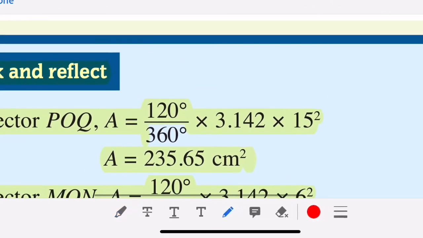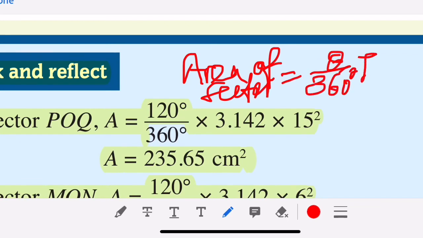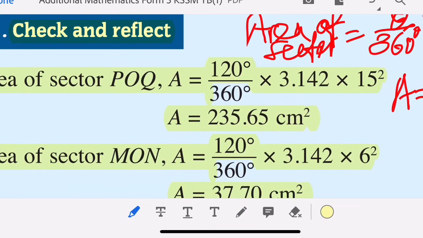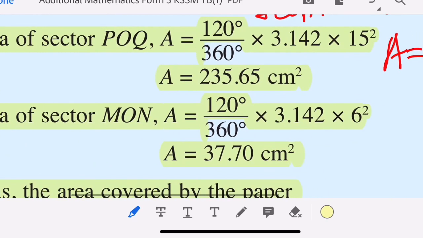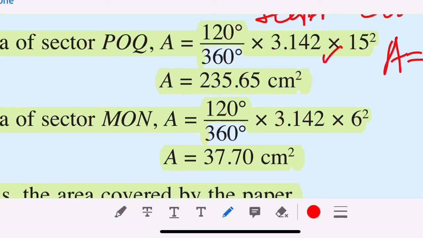So what is the formula for area of the sector? Area of sector. Okay, so in Maths we have theta over 360 degree pi r square, right? Just now we used half r square theta, right? So same, right? But we want to test whether we get the right answer or not. So it seems like we are getting the same answer.